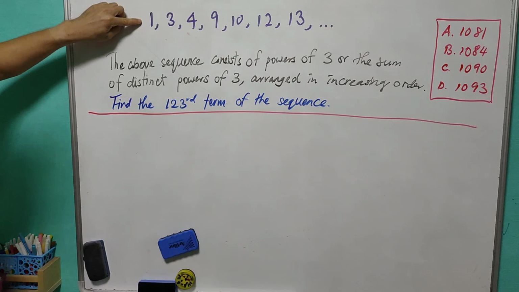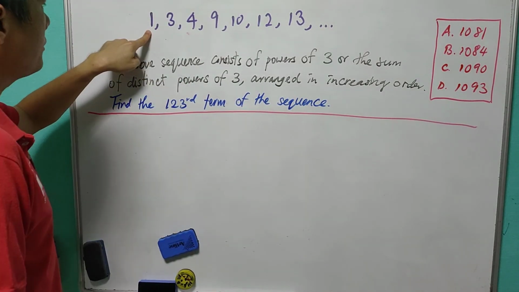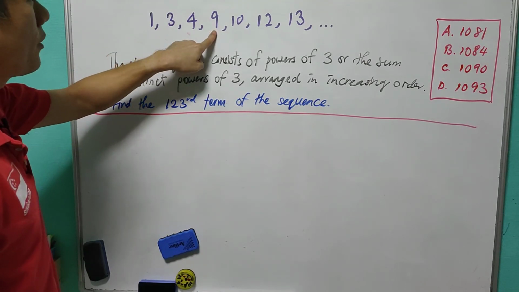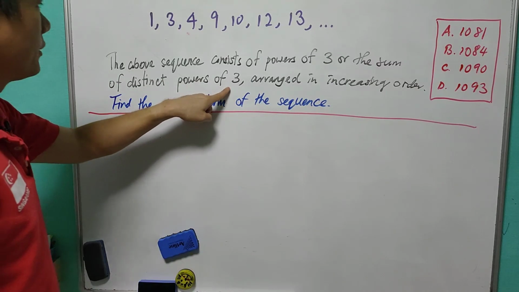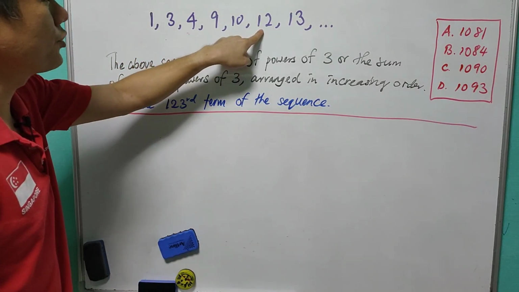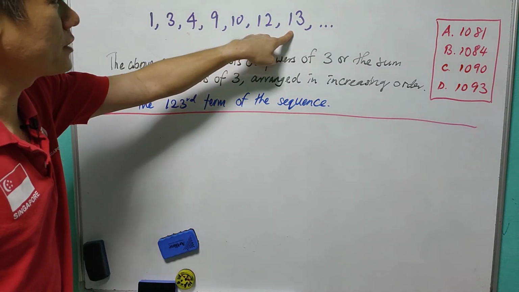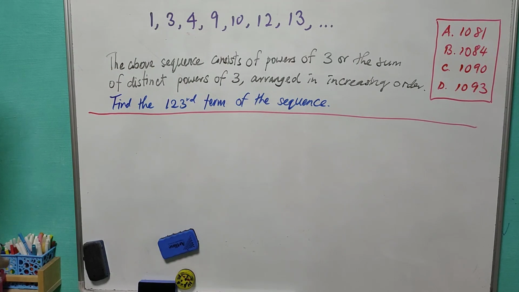Now note that this sequence consists of the power of 3, that is 3 to the power 0, 3 to the power 1, 3 to the power 2, or the sum of distinct power of 3. This is 1 plus 3, this is 1 plus 9, this is 3 plus 9, this is 1 plus 3 plus 9, arranged in increasing order.